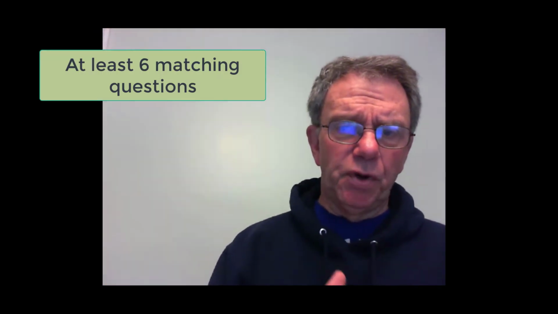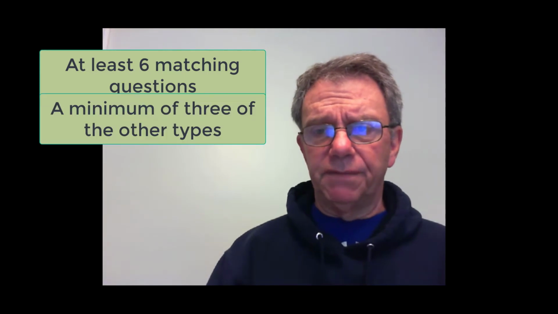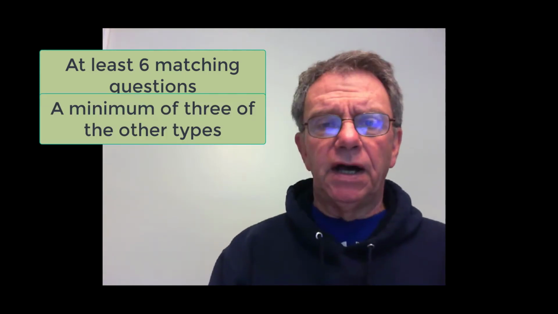You also have to have a minimum of 6 matching questions. Some of you had 5, some of you had 3, one person had none. You're going to lose points in the rubric if you don't have a minimum of 6 matching. And 3 of the other types. You probably have more of the other types, but 3 is a minimum.